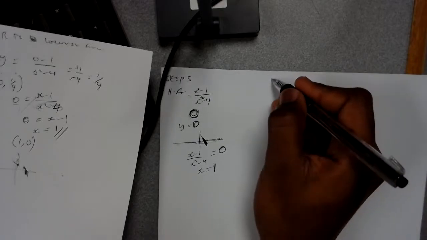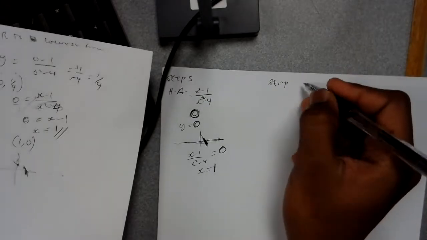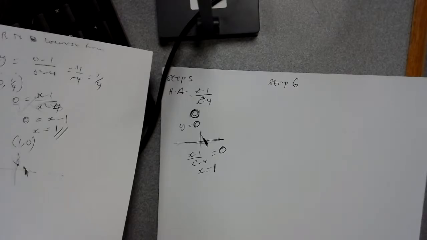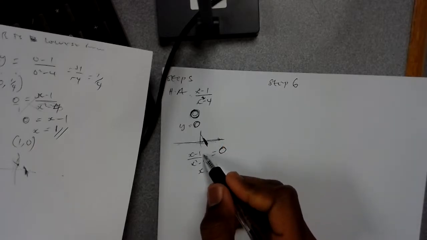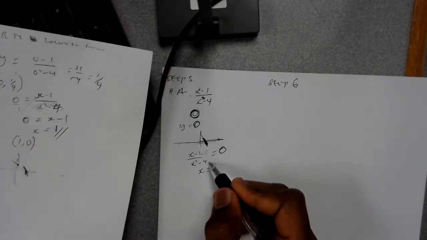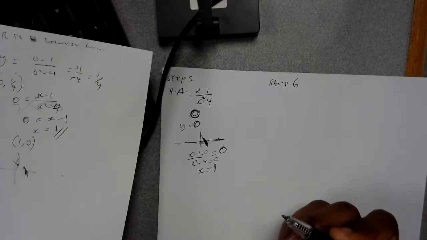So the other one is going to be step 6. Step 6 is to take the zeros of this function. The zeros of this function is like the zeros of the denominator and the numerator. The zeros of the denominator and the numerator means the stuff that will make this thing equal to 0 and the stuff that will make this thing equal to 0.